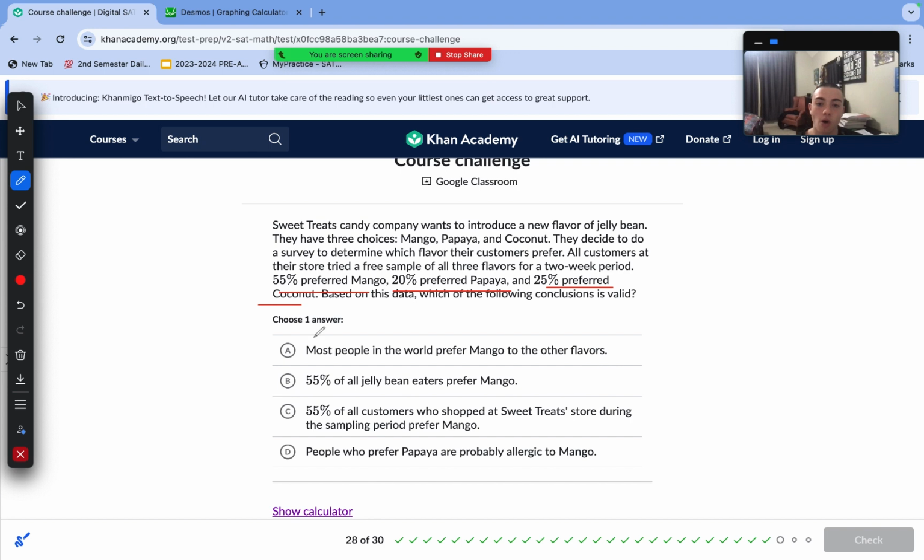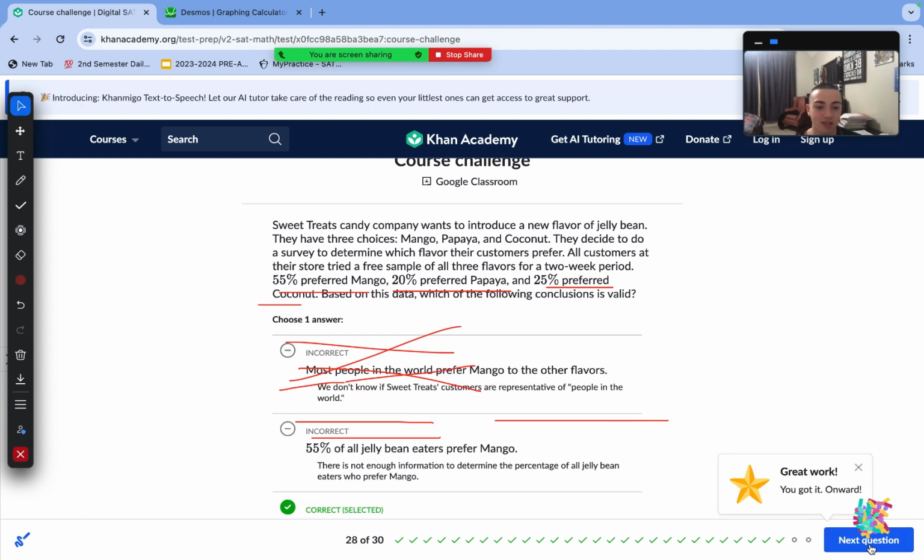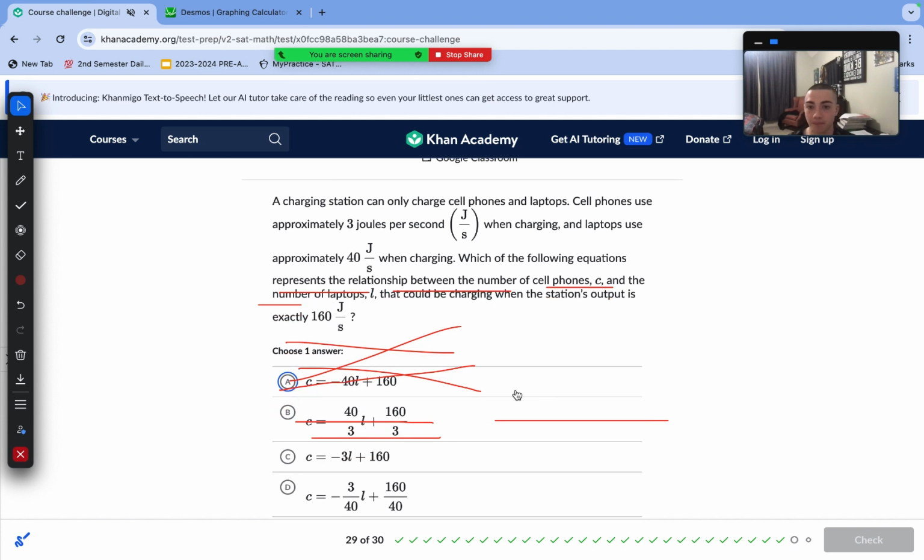Okay. Most people in the world, that's a generalization that we can't prove. 55% of all jelly bean eaters, that doesn't make sense either. 55% of all customers who shopped at Sweet Treats stores during the sampling period. This is an easy answer here. Yep. Answer choice C is the only conclusion that we can make based off of the statements.